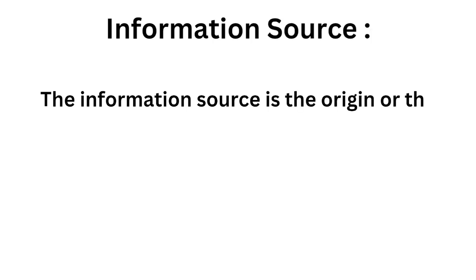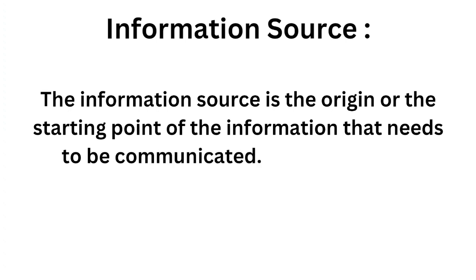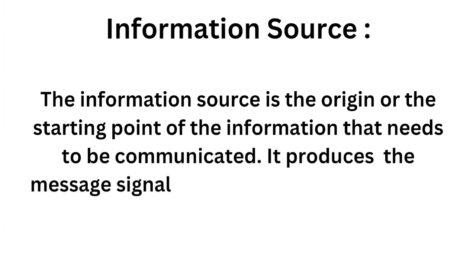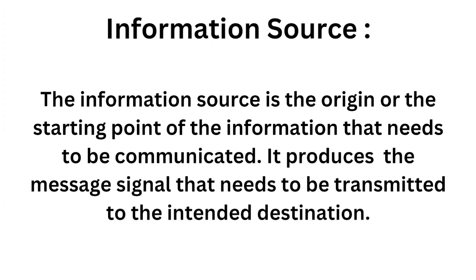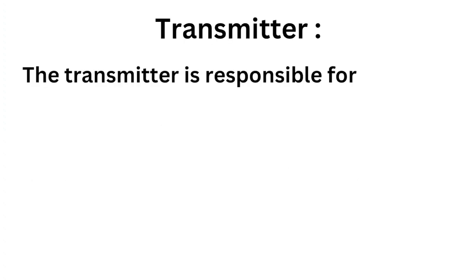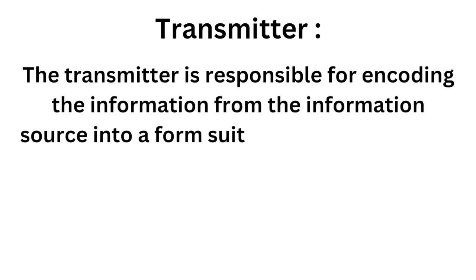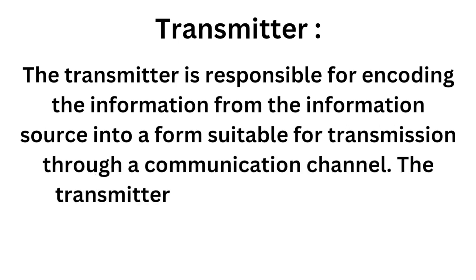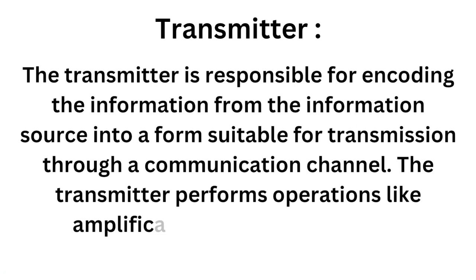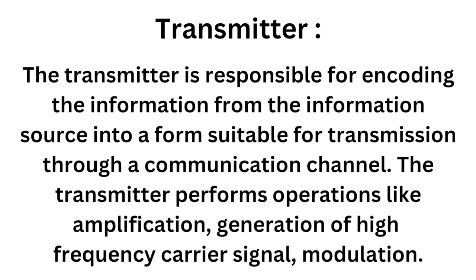Information source. The information source is the origin or the starting point of the information that needs to be communicated. It produces the message signal that needs to be transmitted to the intended destination. Transmitter. The transmitter is responsible for encoding the information from the information source into a form suitable for transmission through a communication channel. The transmitter performs operations like amplification, generation of high frequency carrier signal, and modulation.